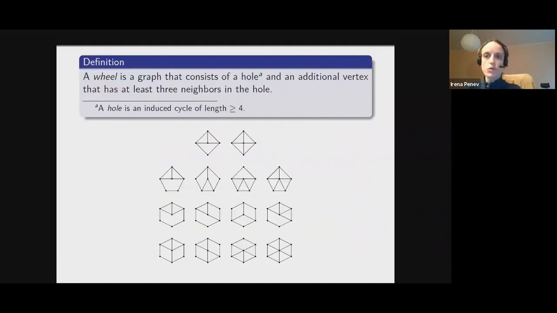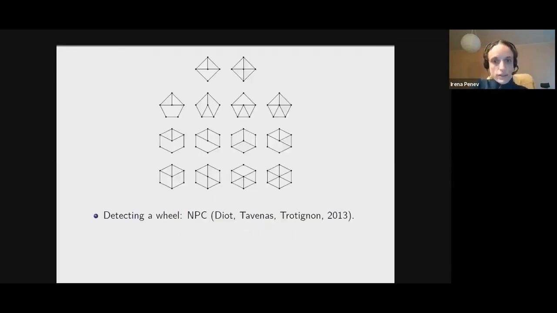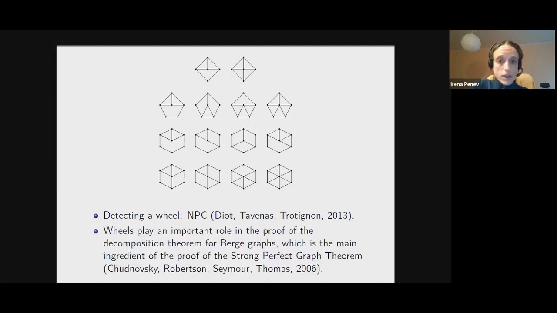And now let me move on to wheels. So that's another type of Truemper configuration. So what's a wheel? What you do is you take a hole, right? So it's an induced cycle of length at least 4, and then you take one other vertex, and you make sure that that new vertex has at least 3 neighbors in the hole. So here are some small wheels. Okay, so those are wheels. Now detecting a wheel is NP complete.